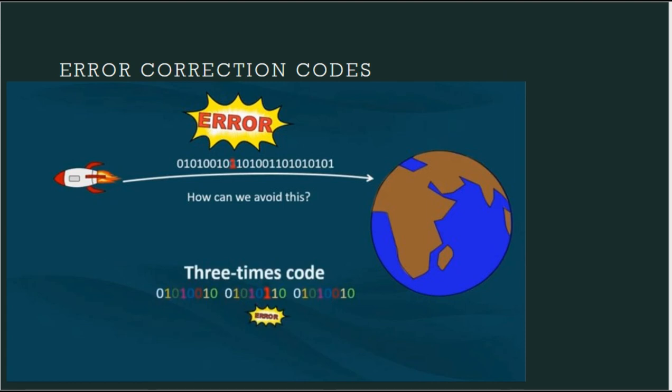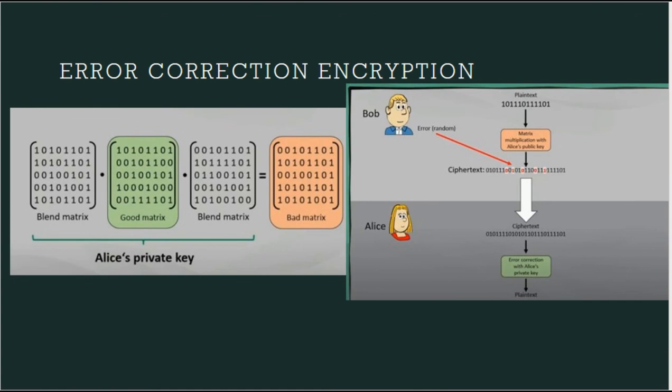Okay, so error correction encryption. Error correction encryption is a method of cryptography used to use error correction matrices to represent your public and private keys. So your private key is a good matrix, which means that it's able to find the original message using that matrix through matrix multiplication with a mix of 2 blend matrices.